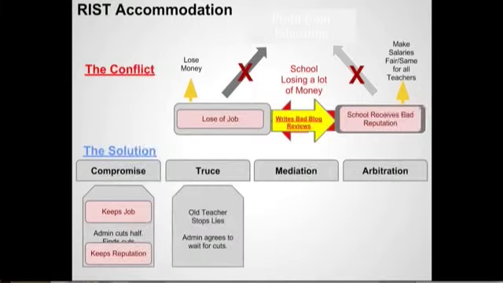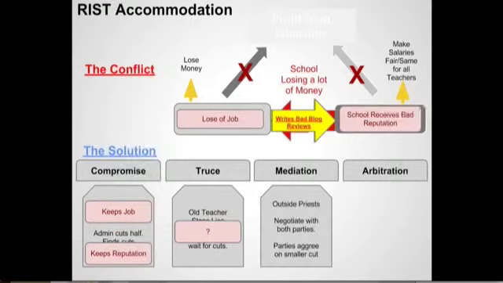Truce: the old teacher stops telling lies and sending out bad emails. The admin agrees to wait for the cuts for the time being. The result is still unclear, depending on how it turns out after the truce. Mediation. A third party is called in, outside parties. They negotiate with both parties. Through negotiations, both parties agree that the cuts will be smaller, but yet the cuts are needed to be made. Again, teachers keep their jobs and the school keeps its reputation.